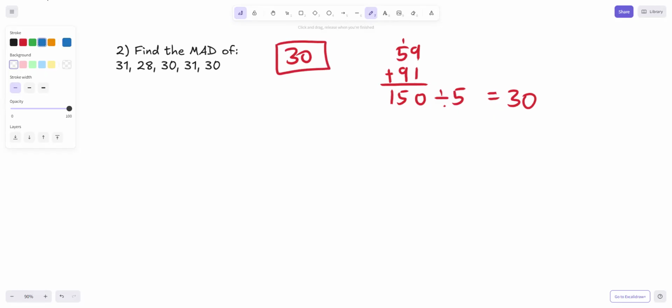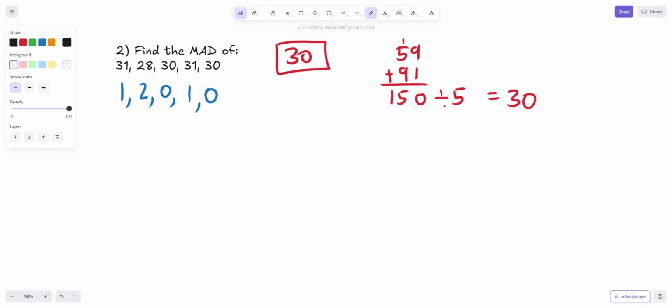Next, we find our absolute deviations. Again, I'm skipping the deviation step. I'm going straight to absolute deviations. 31 is 1 unit away. 28 is 2 units away. 30 is 0 units away. 31 is 1 unit away. 30 is 0 units away. So I have 5 absolute deviations. Now I find the mean of the 5 absolute deviations.